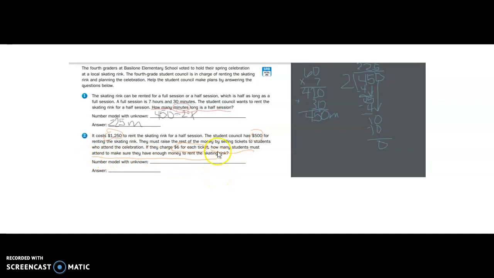So let's go ahead and start by subtracting the money they already have. So when I subtract $1,250 minus $500, I'm going to go ahead and subtract that, and that'll leave me with $750.